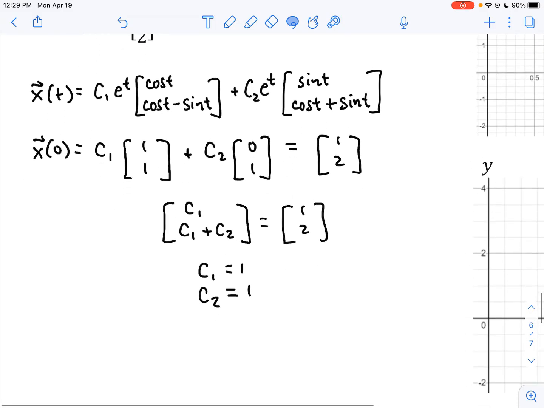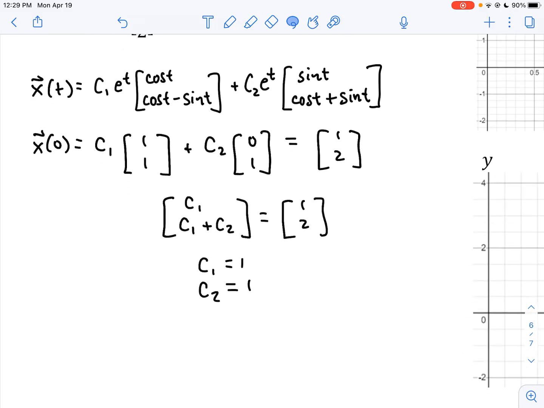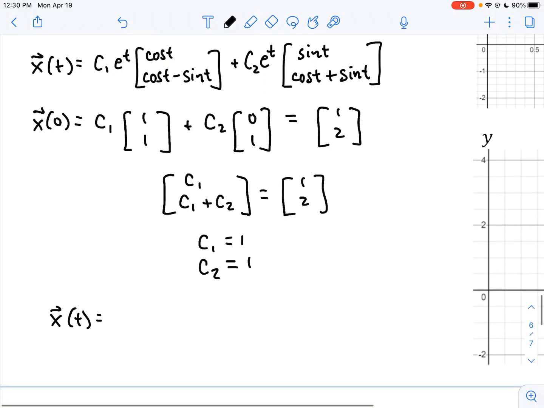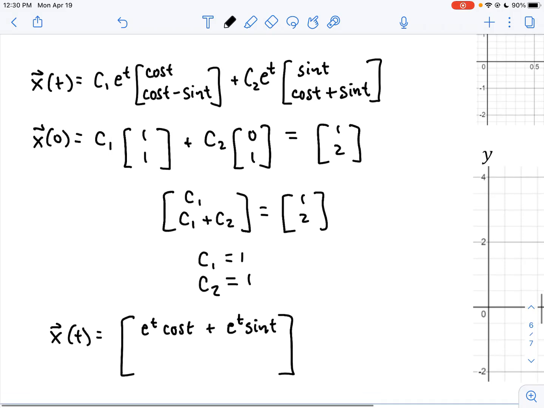So I'm able now to write my particular solution, and I'm going to group everything together into one vector. So we know that's a 1 and that's a 1. And so we can distribute e to the t times cosine and e to the t times sine and add those together. So the first component will be e to the t times cosine t minus e to the t times sine t. So there's our x function.